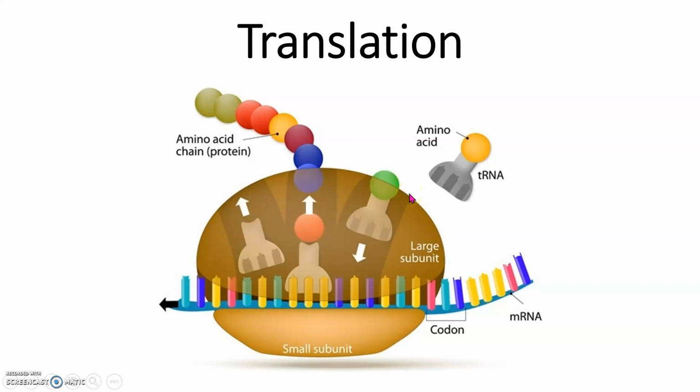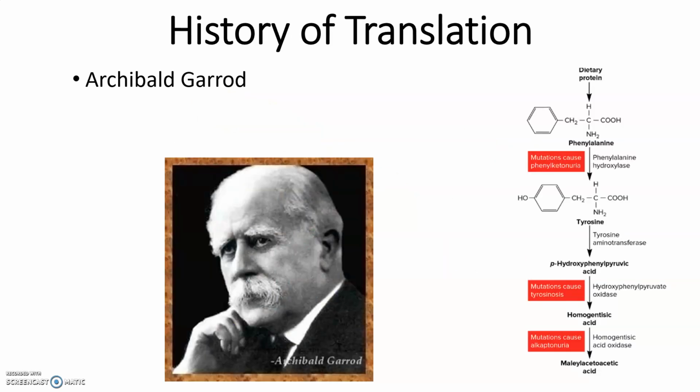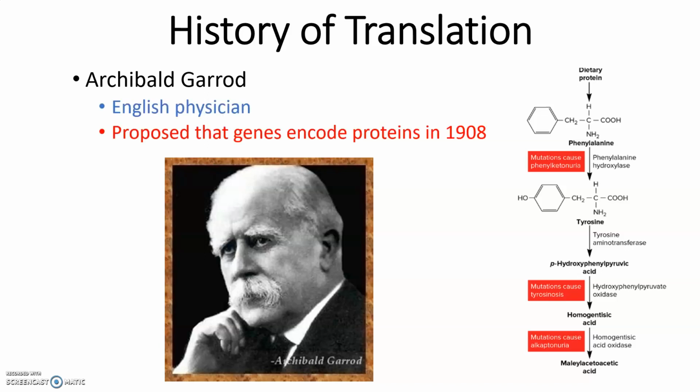So translation is the second part. We have created our mRNA molecule during transcription, and now we're going to create a polypeptide during translation. With a little bit of history, Archibald Garrod in the 1900s, an English physician, proposed the idea that genes encode for proteins.